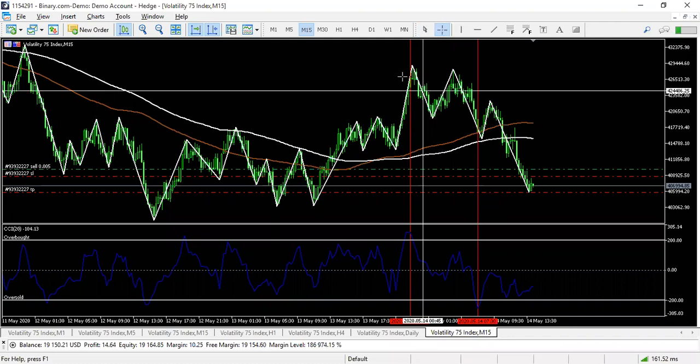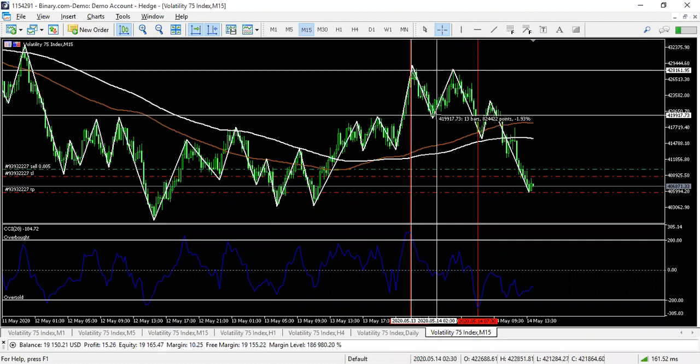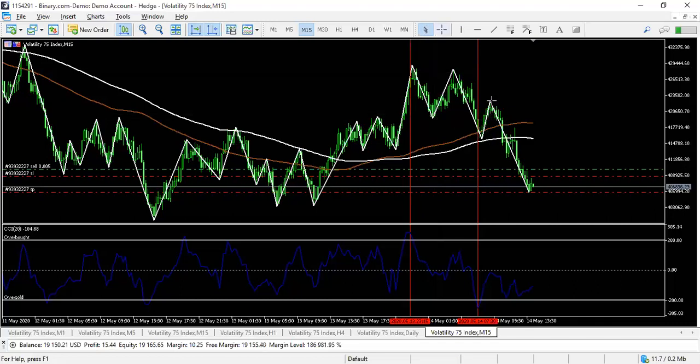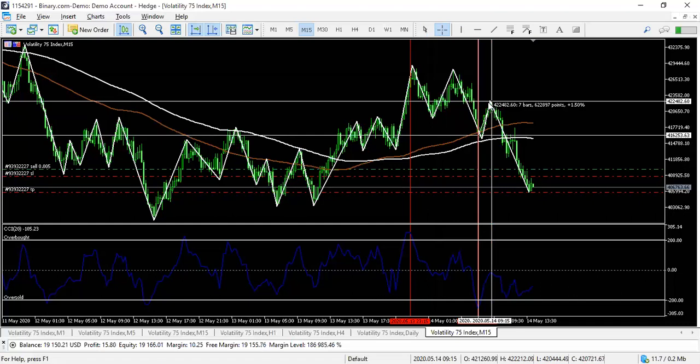From here, you can see a reversal. Just looking at the M15, from here, it gave us about 833 pips for a sell. Right from here, it gives us a reversal of about 622 pips.